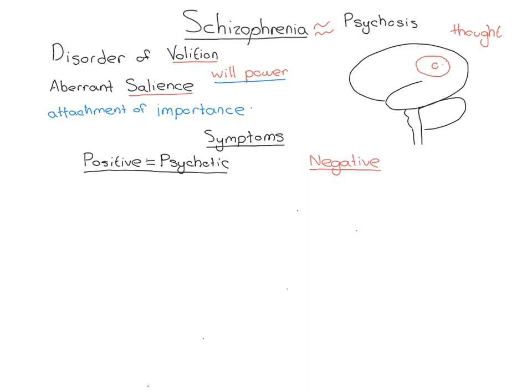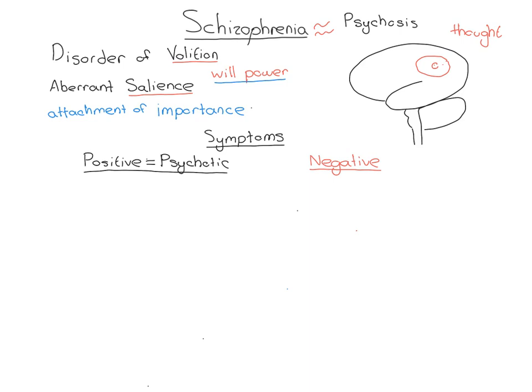So because we've got the aberrant salience, we're going to have two categories of symptoms. The positive symptoms come because thoughts that shouldn't have been potentiated are now being potentiated, and the negative symptoms are where thoughts that should have had salience attached to them are no longer having salience attached to them. So those are the two components of the symptoms, and I hope that's now clear. Okay, so let's now go over what these symptoms are. So we'll start off with the positive symptoms, which are the extremely dramatic ones.